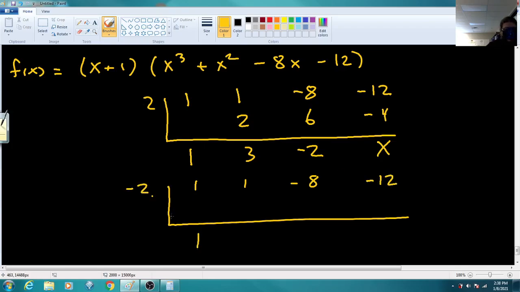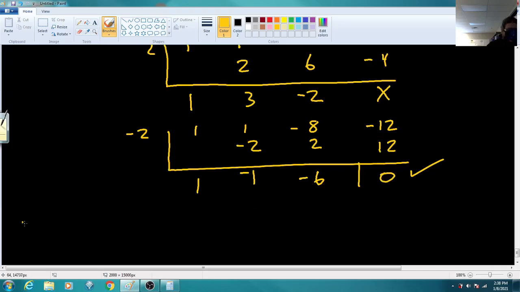So we bring down 1. Negative 2 times 1 is negative 2. That adds up to negative 1. Negative 2 times negative 1 is a positive 2. That gives me a negative 6. Negative 2 times negative 6 is positive 12. That gives me nothing, so I found a second one that worked. The second one that worked was negative 2.